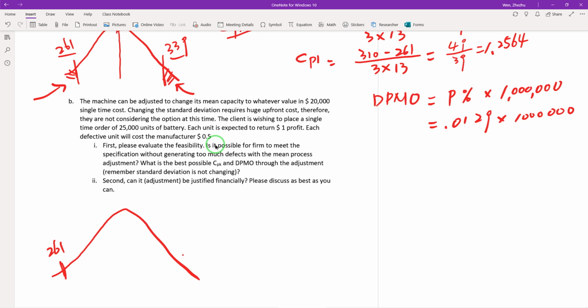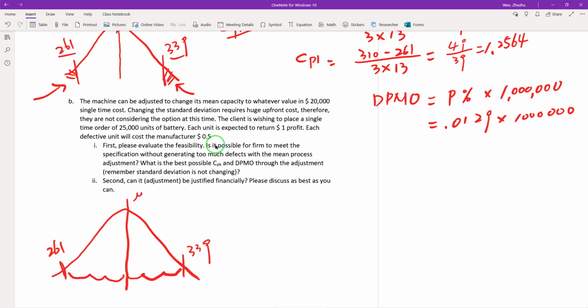261 here and 339 here. Whatever average it is going to be, we need to have at least 3 standard deviations on both sides. If you can adjust your machine so that you have at least 3 standard deviations on both sides, then that will be doable. Of course, economically it has to be justified.